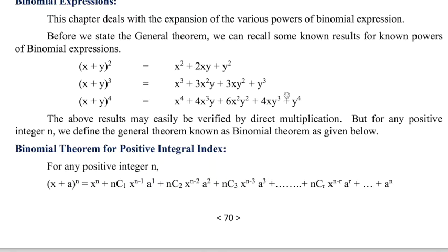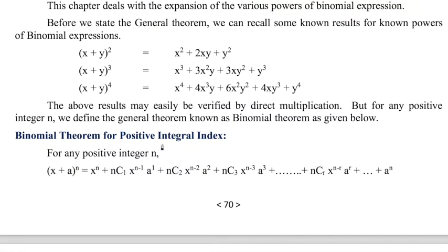In the other way also you can write (x plus y) whole power 4 is x power 4, 4x cube y, 6x square y square, 4xy cube plus y power 4. The above results may be easily verified by direct multiplication. Yes, that we can do. But for any positive integer n, we define the general theorem known as the binomial theorem as given below.